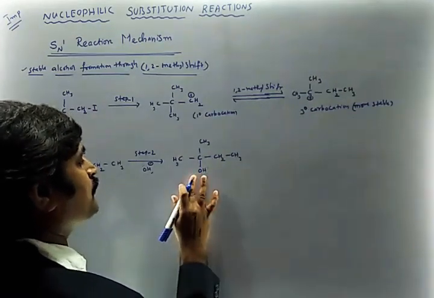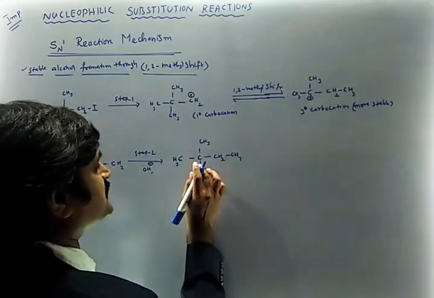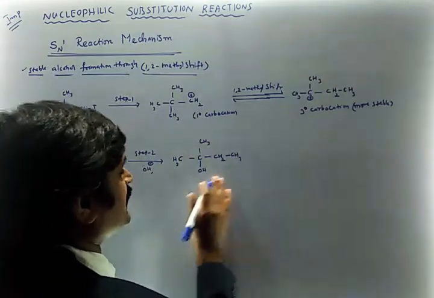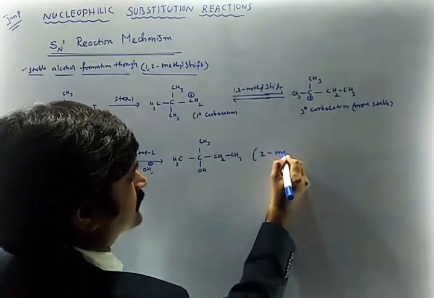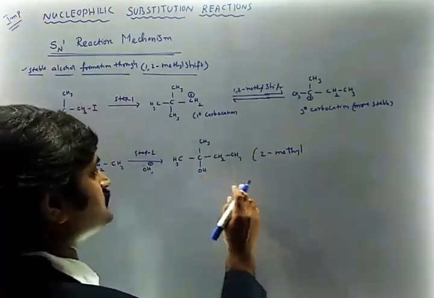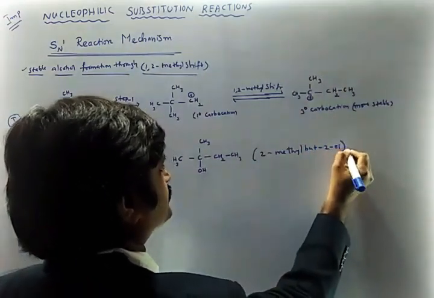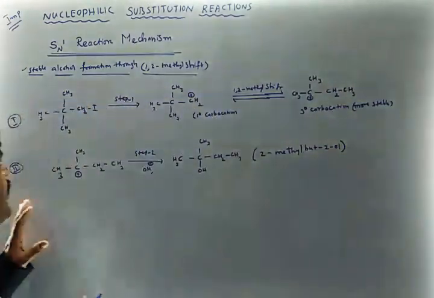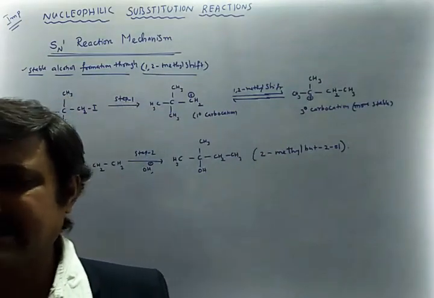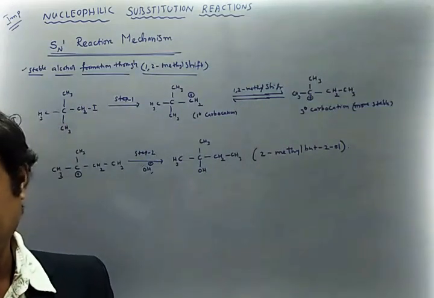What is the name of the compound? Let us see. This is 1, 2, 3, 4. In this second carbon we have a methyl. This is 2-methyl, and this is the stable compound obtained in this example. So we have such different kinds of interesting aspects in this Sn1 mechanism.